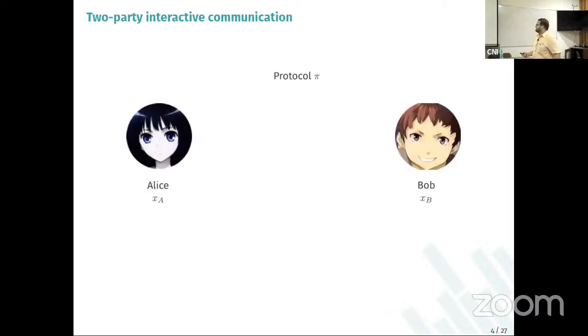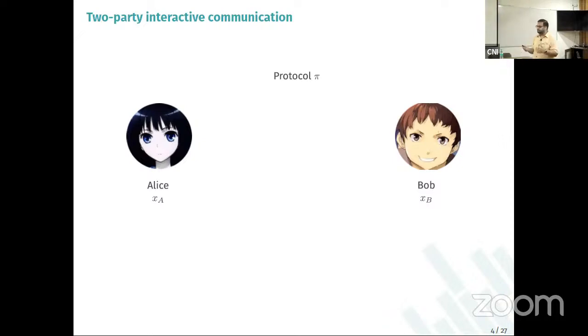So in two parties, you have two parties, Alice and Bob, because people have never named the two parties anything other than Alice and Bob. And they have the respective inputs, X_A and X_B. This could be from any set, I don't care. Okay. And they're running a two-party protocol pi. So what is the protocol?